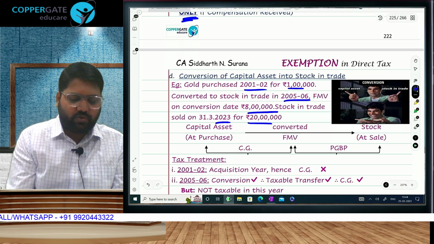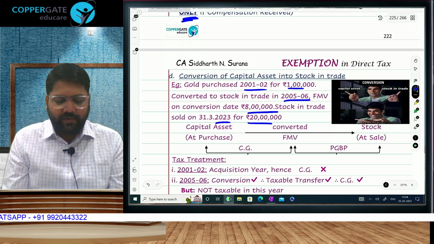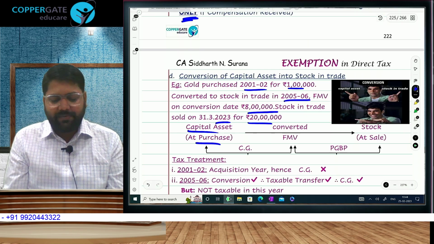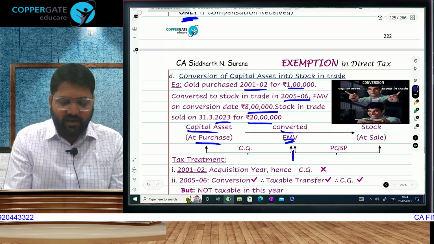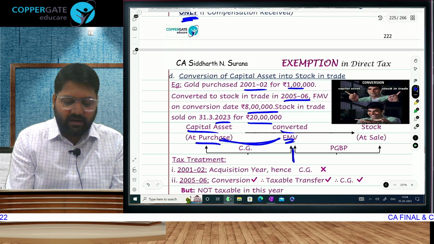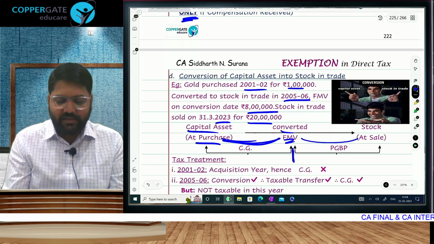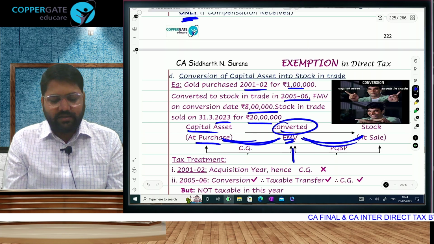Finally the stock was sold in 2022-23 for rupees 20 lakh. So when it was purchased, it was a capital asset. At the time of conversion, the fair market value was 8 lakh. This is the period for which the asset was a capital asset, and this is the period for which the asset was stock in trade. This conversion will be treated as a taxable transfer.